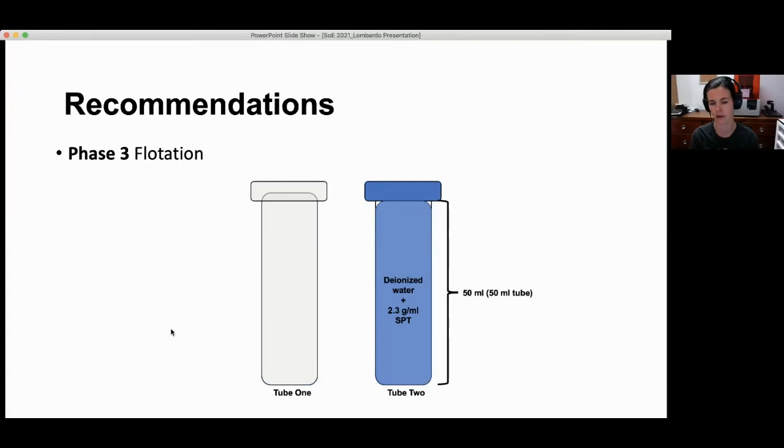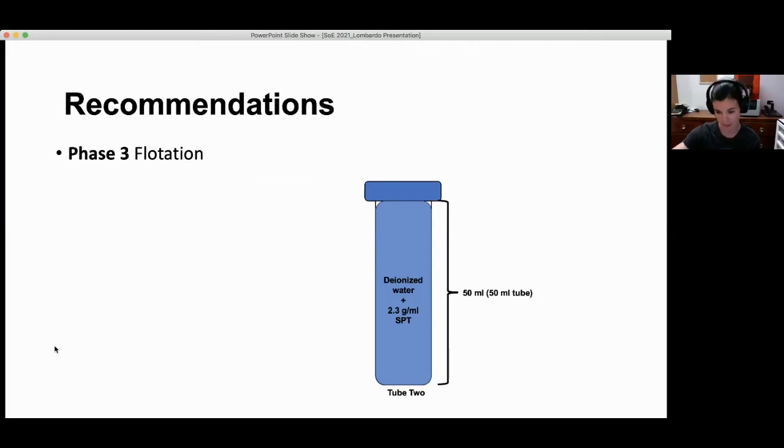You normally would not mount your phytoliths in a solution of SPT unless you want temporary slides. Given that we're working with 50 mil tubes, the largest that you can order and fit into a conventional centrifuge, we now have a maximum of 20 mils left to work with.